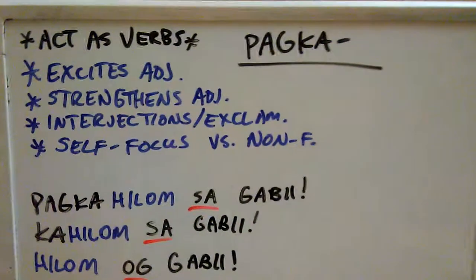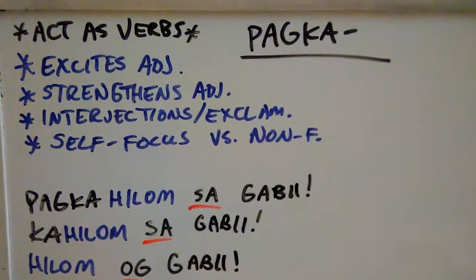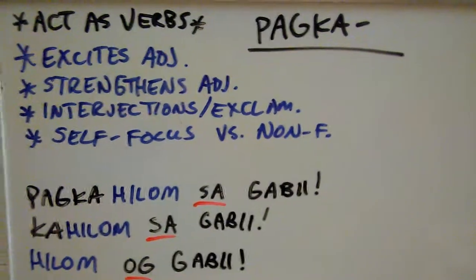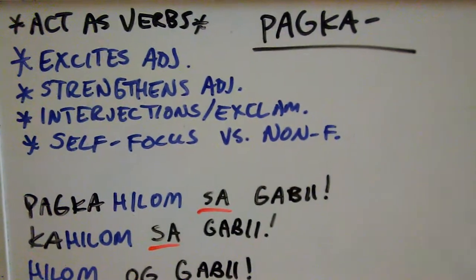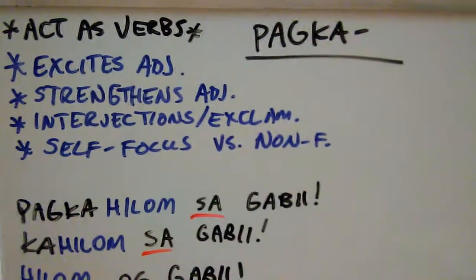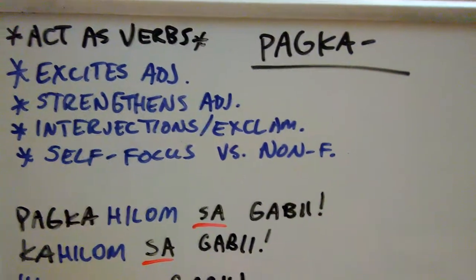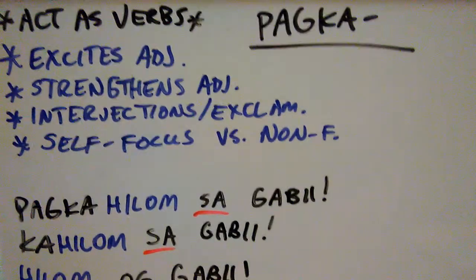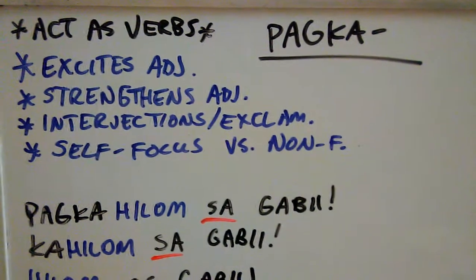And then here I have written down that it excites the adjective itself. So the adjective just gets excited, right? It's a self-excitement. That adjective didn't get intensified, it just got excited. So it excites the adjective, it doesn't intensify the adjective, okay? You'll see through the examples. It strengthens the adjective. So in the manner that it just got self-excited, it also strengthened itself in the meaning of the adjective, okay? And it's used for interjections and exclamations, in expressions that people say.